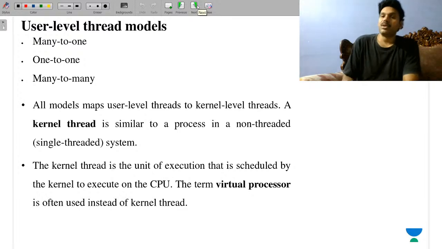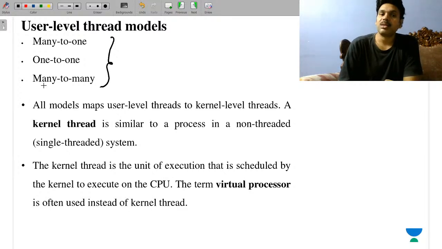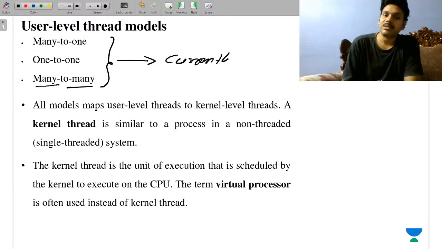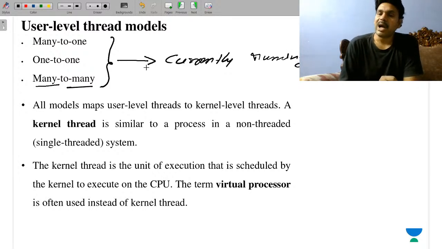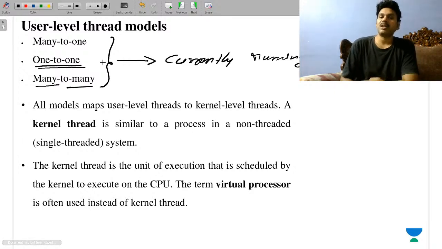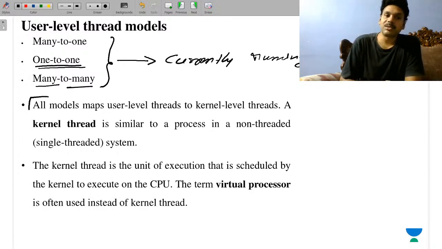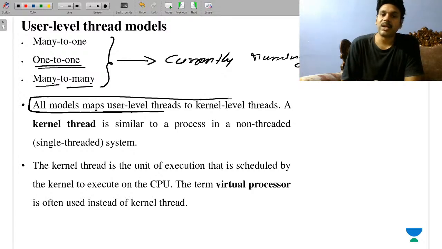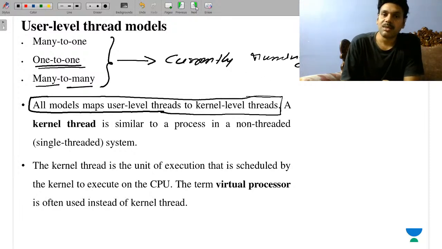So there are different kinds of user level threads. They are many to one, one to one, and many to many. Please understand, right now we are using this. Currently running threads are 1:1 because it is going to give you high concurrency. High concurrency you are going to get only through 1-to-1 threads. So 1-to-1 threads are most suitable for parallelization or multiprocessing systems. What is the meaning of that? Let us see. All these user level thread models can be mapped to your kernel level thread. So how it is going to be executed, we will see here.